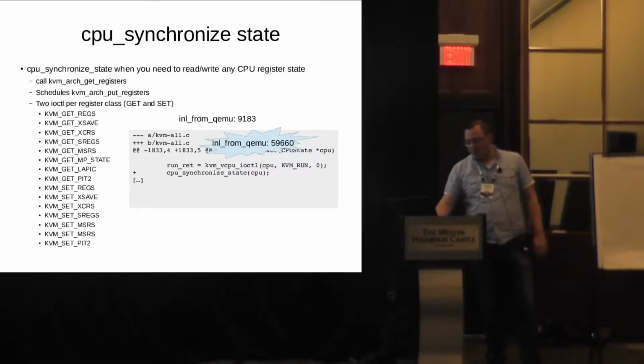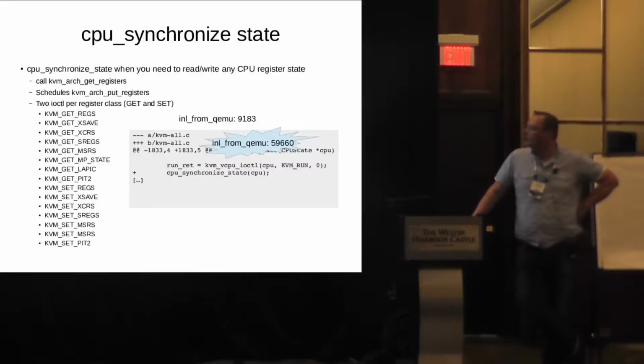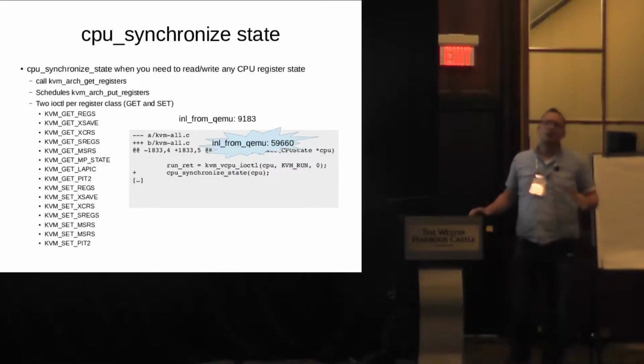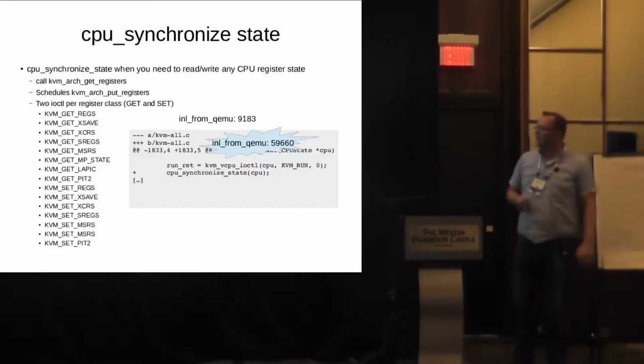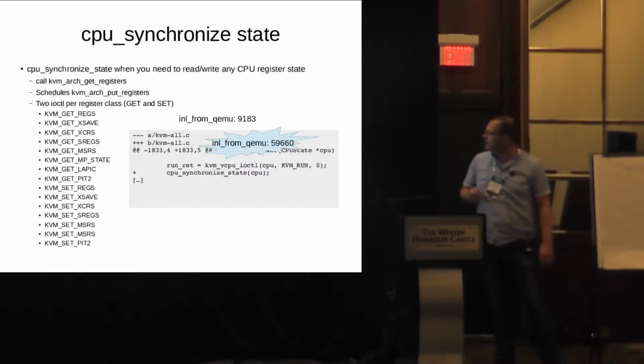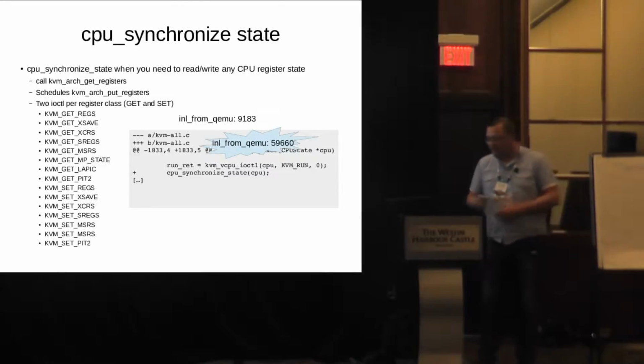So what does that mean on x86? You have basically two I/O controls per register class, a get and set for each exit. And you have to know that the system call is actually a pretty expensive operation. It's not that cheap. It takes 100 or 200 cycles. And if you have, how many are these? 16? 14? This sums up.